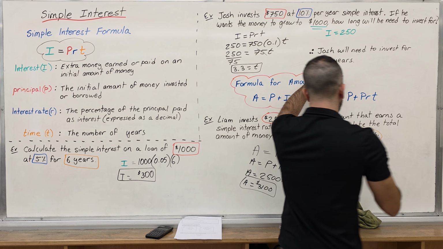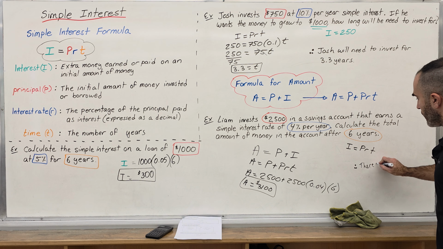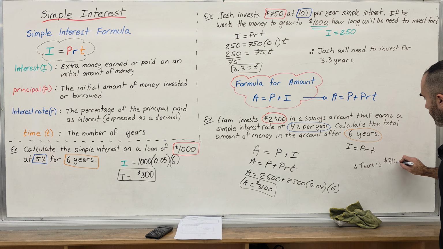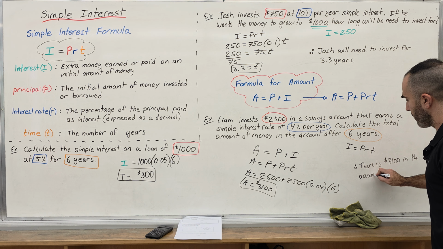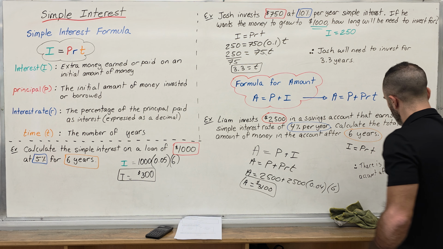So I have to write a therefore statement always. Therefore, there is 3,100 in the account after 6 years.